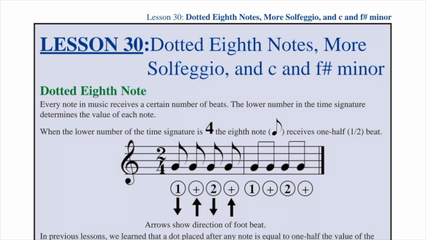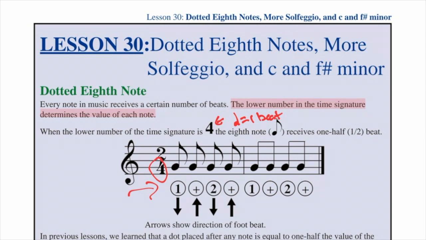In this lesson, we're going to be discussing dotted eighth notes. Every note in music receives a certain number of beats. The lower number in the time signature determines the value of each note. When the lower number of a time signature is 4, the eighth note receives half a beat because the 4 tells us a quarter note receives 1 beat. We can see this demonstrated in this example.